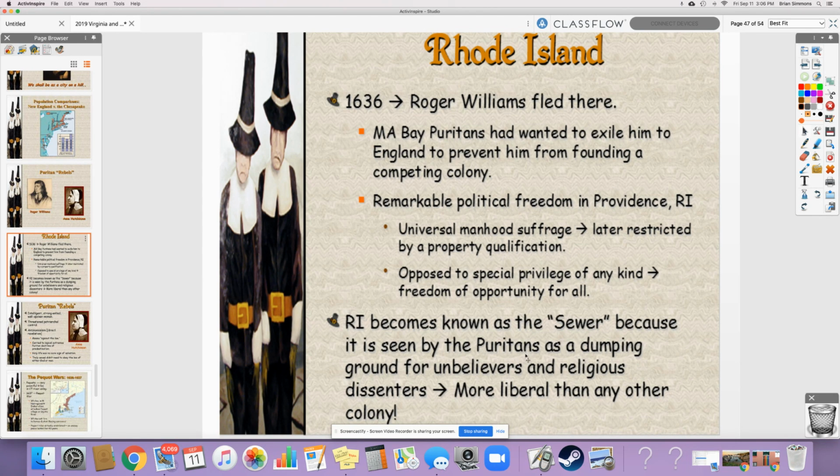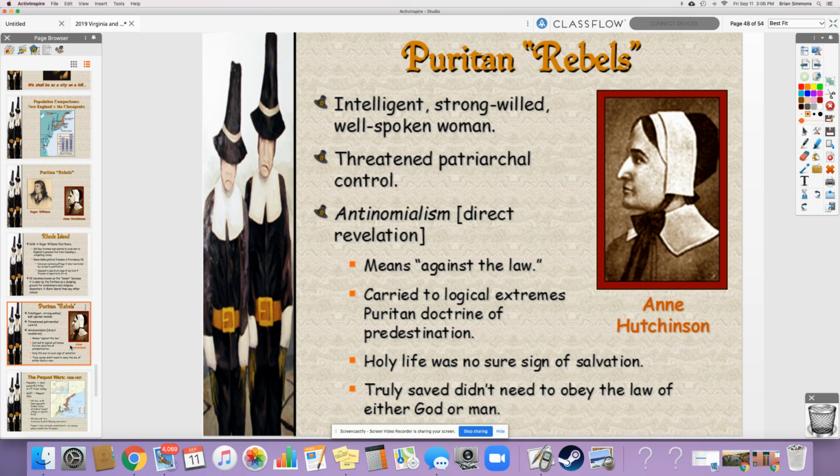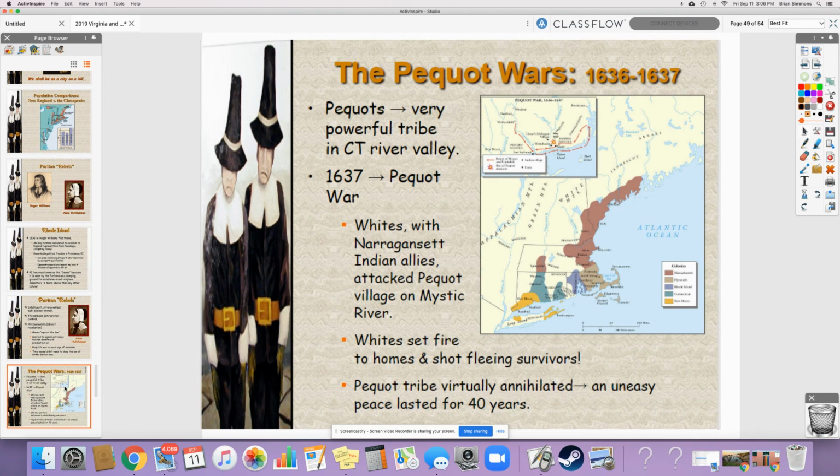The Puritans in Massachusetts hate Rhode Island, and they call it the sewer because they see this as a place where anyone who didn't believe in Puritan beliefs could go. And this slide provides some more information specifically about Anne Hutchinson. By the way, all of these slides are found under notes under classroom.